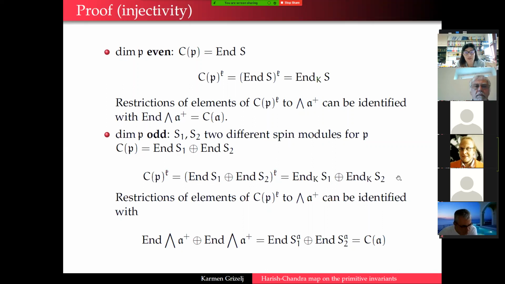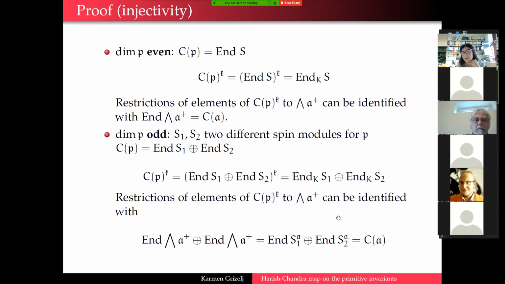And now we do the same thing. We can identify restrictions of K invariants. We identify them with endomorphisms of the spin module of A and endomorphisms of the spin module of A. So we get a decomposition like this. And again, using the same thing as here, but for A, not for P, we get that it's actually a Clifford algebra of A, exactly what we need.